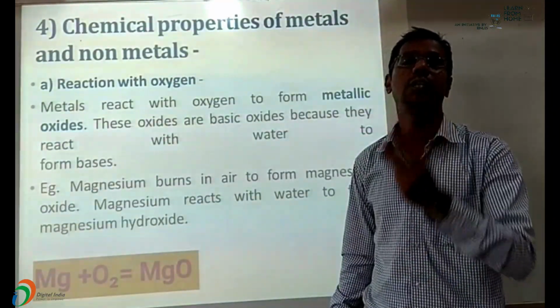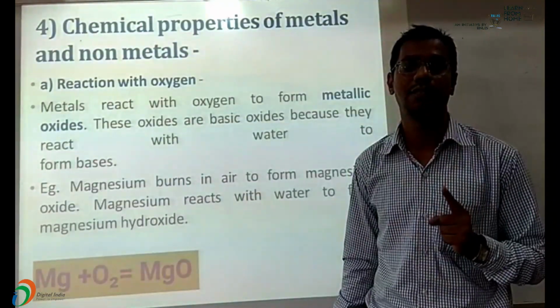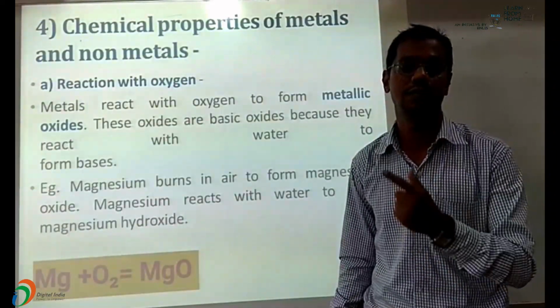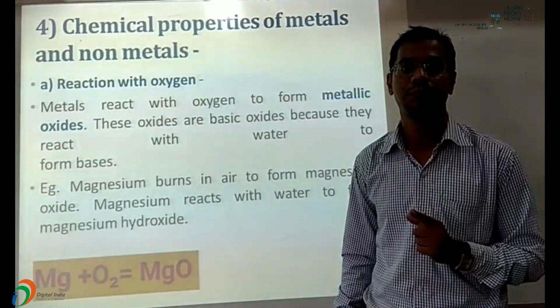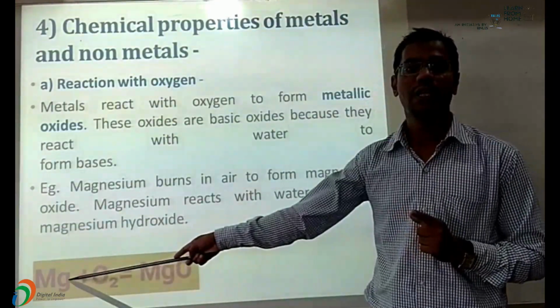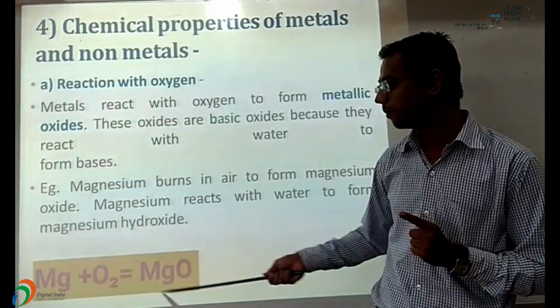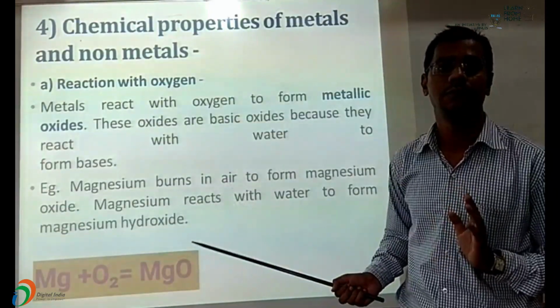So 2-3 terms you should keep in your mind. What is meant by the acid? Whose pH is less than 7. What is meant by the base? Whose pH is more than 7. What is meant by the neutral? Whose pH is exactly 7. So when any metal reacts with oxygen to form oxide, metal oxide, and when this metal oxide combines with the water to form metal hydroxide.